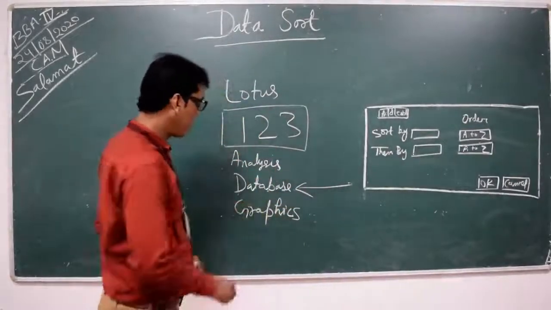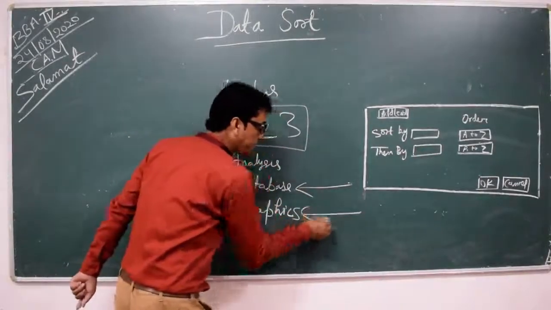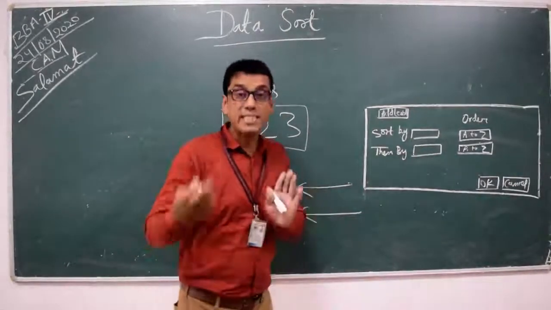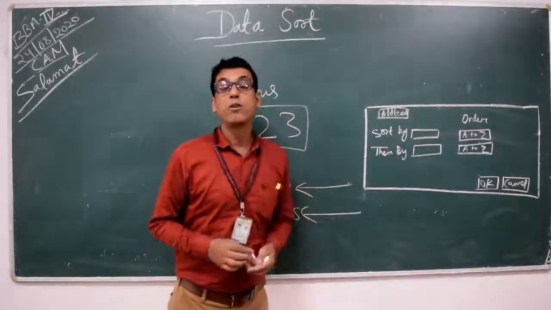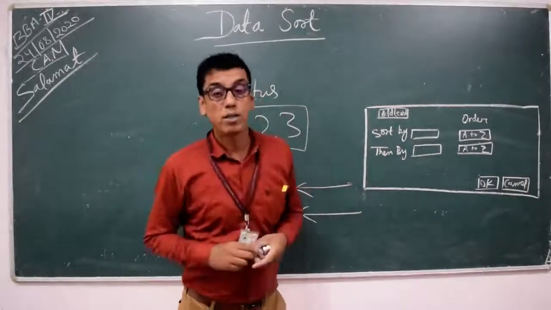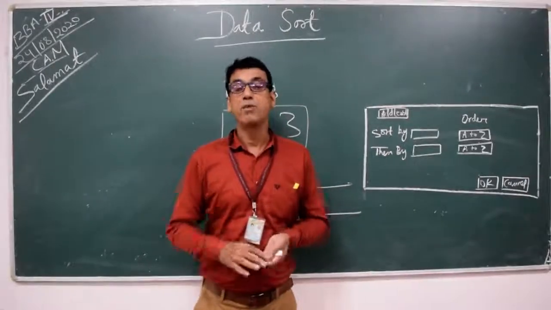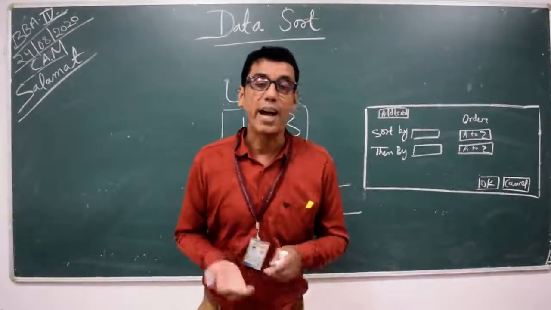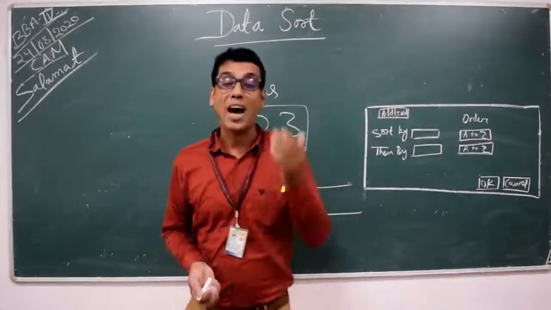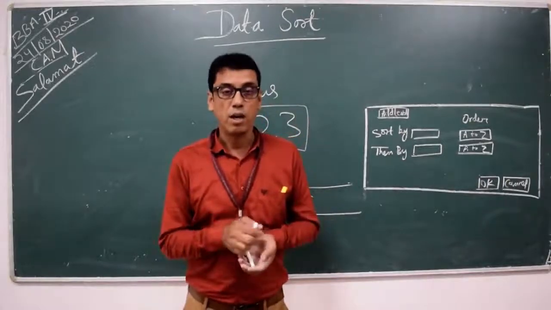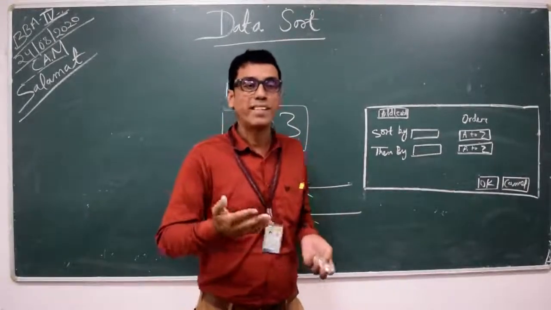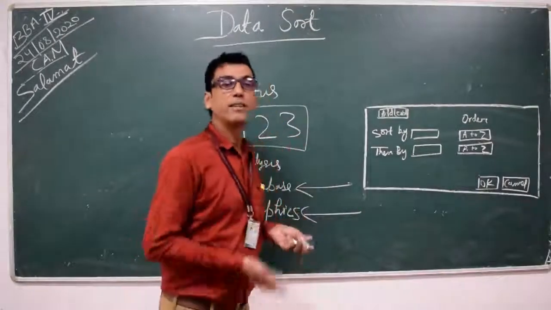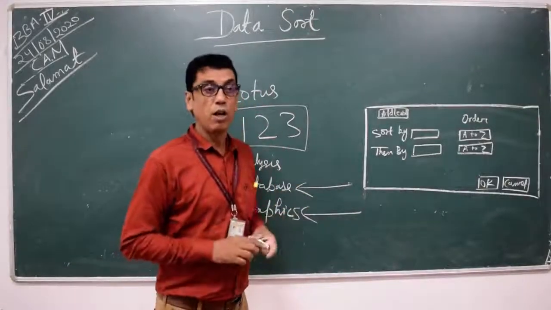Or Lotus. And graphics? Graphics means business graphics. Lotus 123 was also providing the facility to managers and executives to design different types of charts and graphs. For example, pie chart, line graph, bar graph, and all.